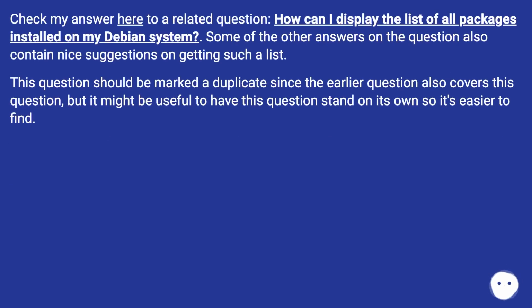Check my answer here to a related question: how can I display the list of all packages installed on my Debian system? Some of the other answers on the question also contain nice suggestions on getting such a list. This question should be marked a duplicate, since the earlier question also covers this question, but it might be useful to have this question stand on its own so it's easier to find.